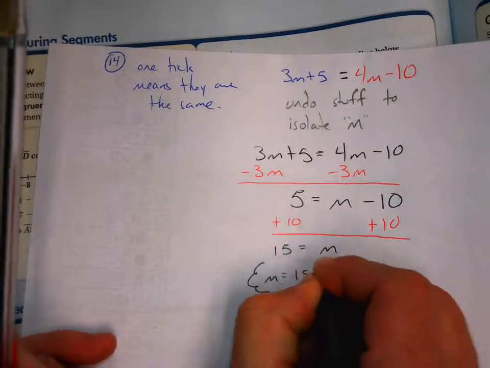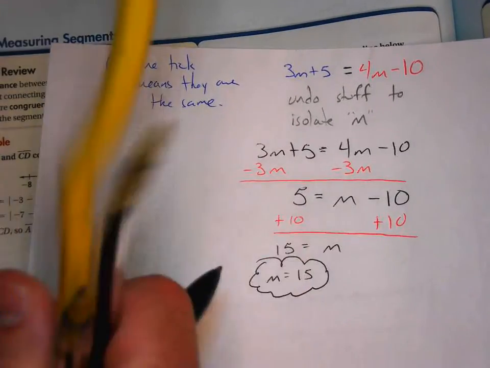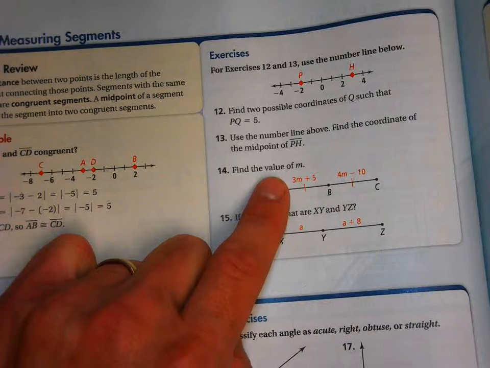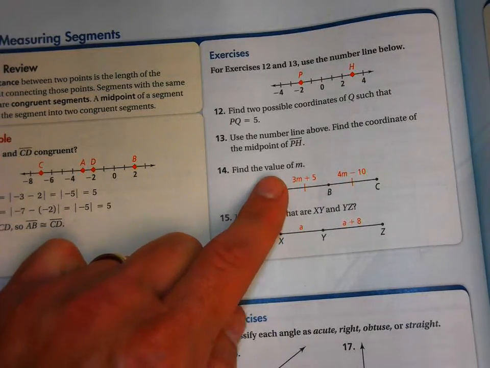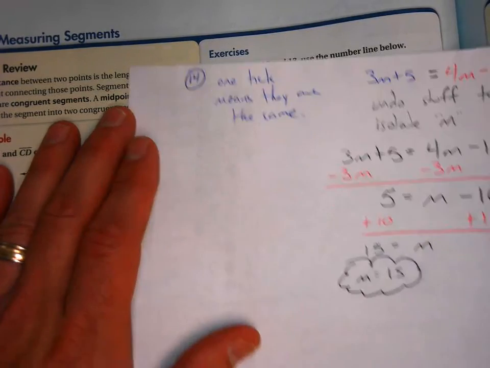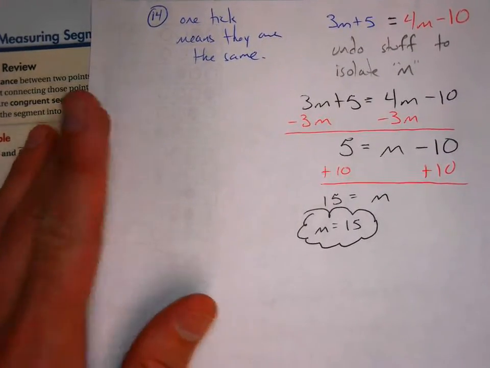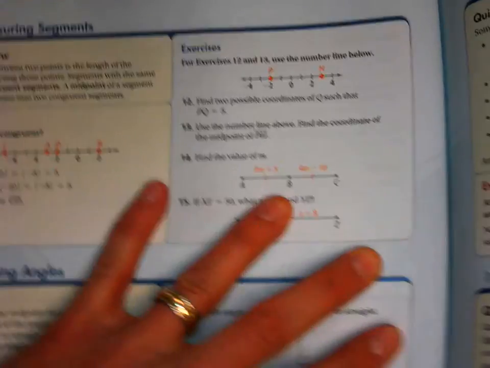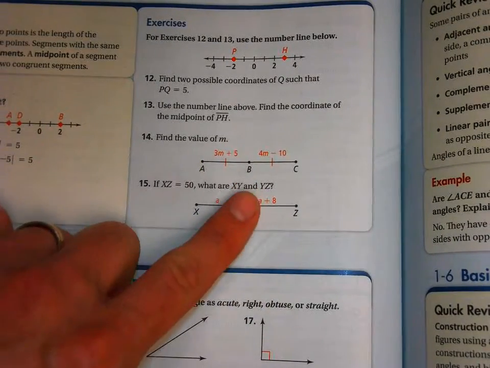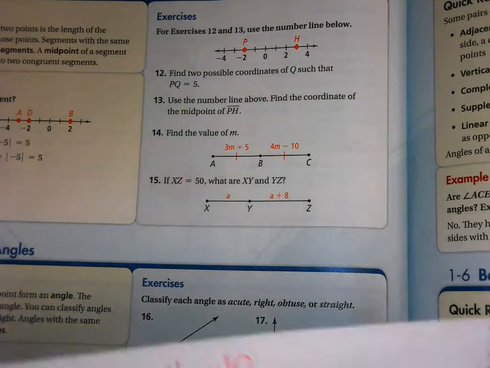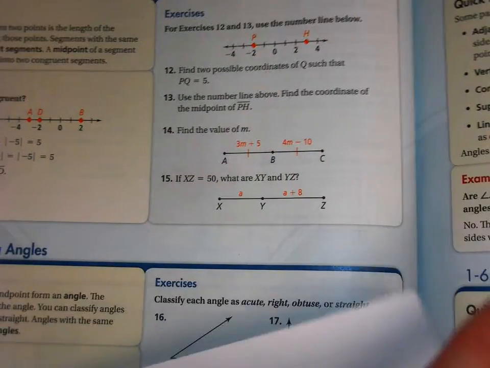Where you have to be careful, ladies and gentlemen, is what if this instead said, find the distance between A and C, right? Then you'd have to plug m back in, use some substitution, and crunch some numbers. So you do have to be careful. I have a tendency to ask questions like that. I would rather say, find the distance or the measure of segment AC. That's what I would have done. Anyway, on to number 15.